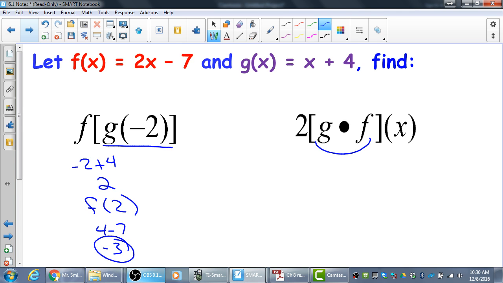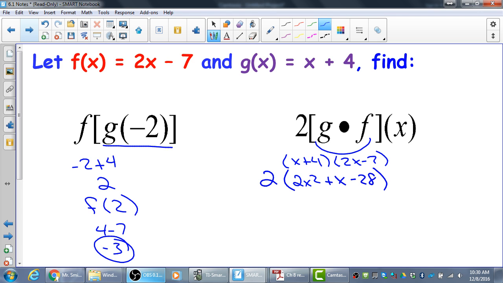Let's do, on this one, there's no value to plug in because it says X. So we take G times F. X plus 4 times 2X minus 7. That's FOIL, right? 2X squared. We have minus 7X plus 8X. That's plus 1X minus 28.